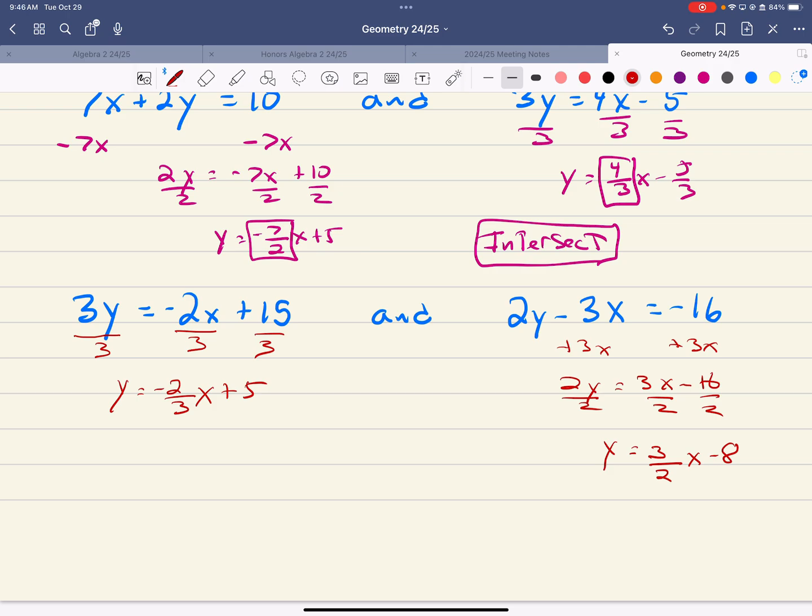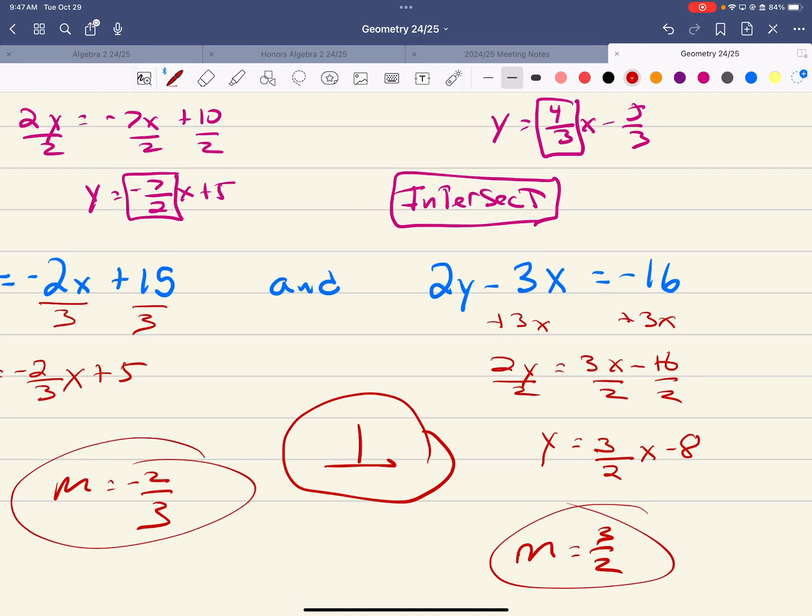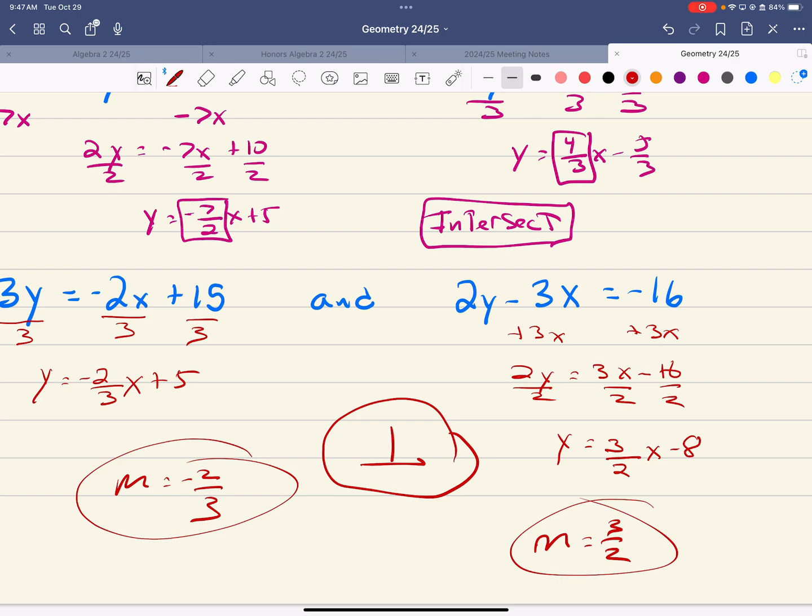What's the slope of the first one? Well, it's negative 2/3. Did everybody get that? It's positive 3/2. Opposite reciprocal, so therefore they are perpendicular to each other. Any questions about writing them in slope-intercept form and then figuring out if they're parallel or perpendicular? Are we okay with that part of it?